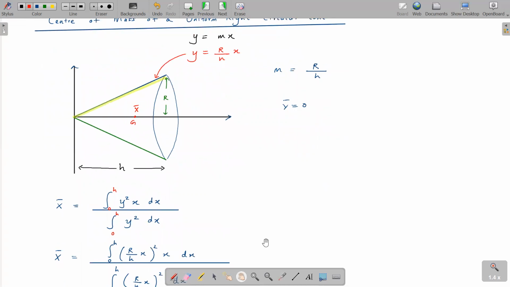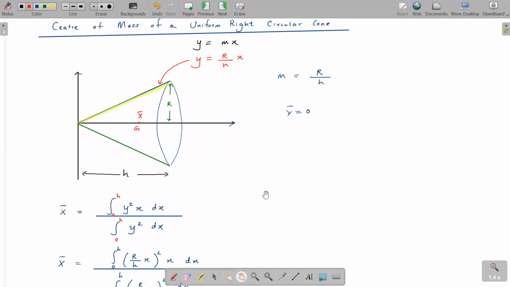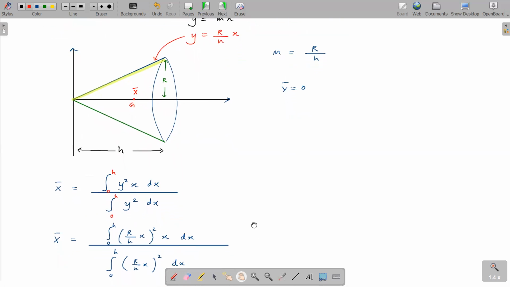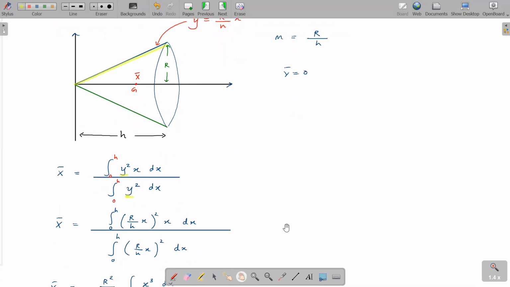Can you guys see? And then the next important thing is, guys, your integration is happening with respect to x. So you need to convert everything with respect to x. You can't have any y terms here. That's why I already have the y equation: y equals r over h times x. Can you guys see? So the next thing that we do is we replace the y here with r over h times x. All right, guys. And then it's time to simplify, integrate, and get the answer.